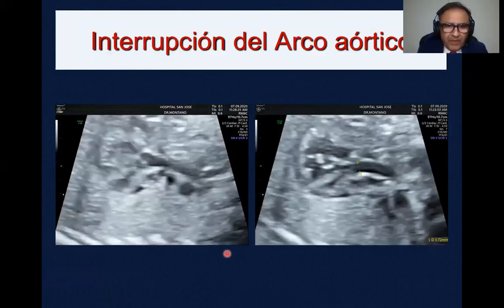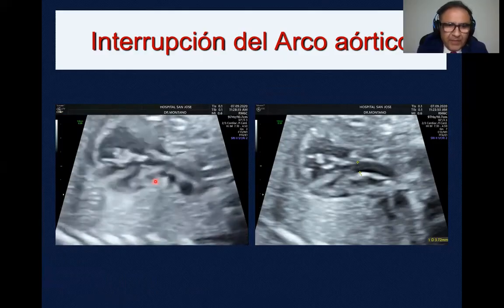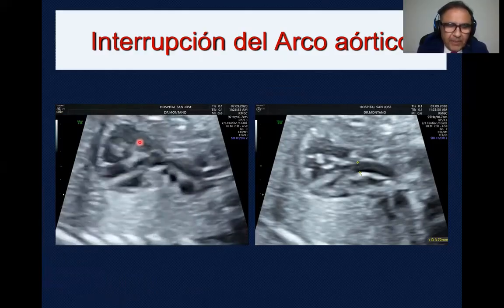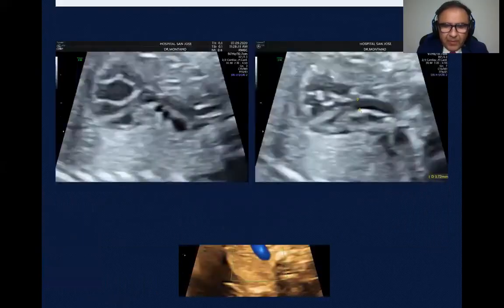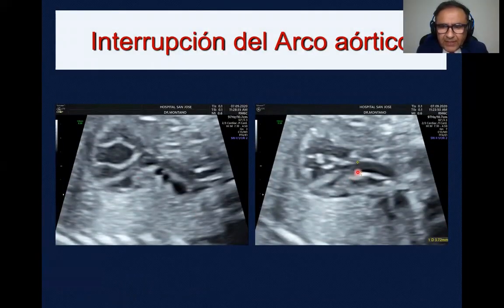Here, this is a case from last year, a recent case, that in addition to the interrupted aortic arch, also had another heart condition. It involved a double outlet right ventricle with left ventricular hypoplasia and an interruption of the aortic arch. Here, the ascending aorta can be seen overriding by more than 50% over the VSD, and the ascending aorta has a more vertical course.